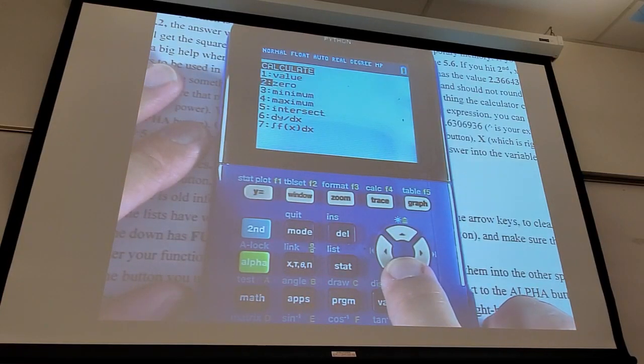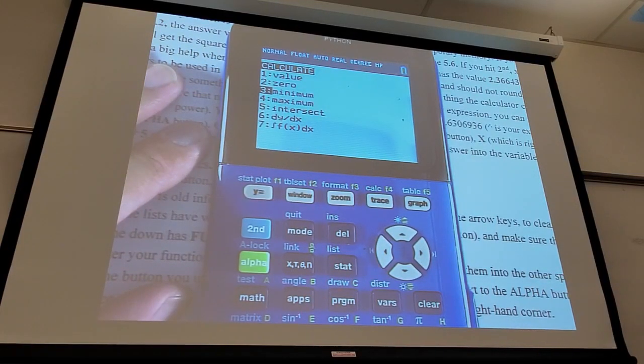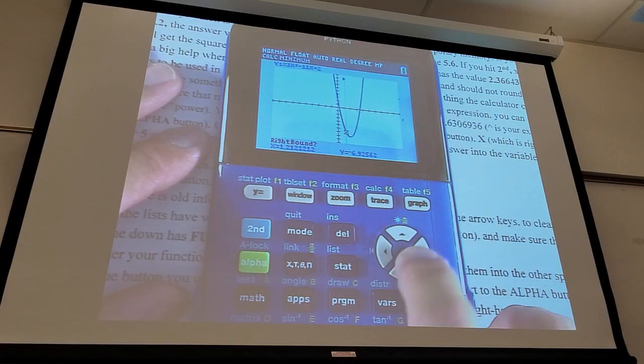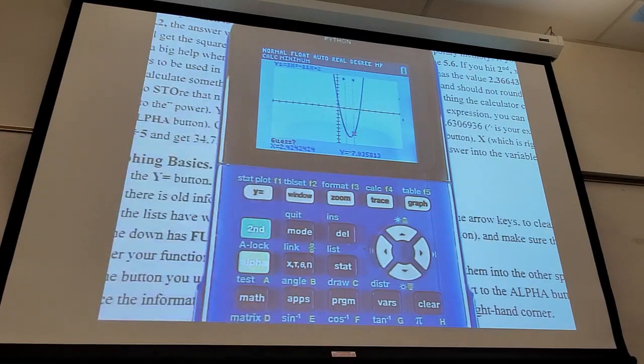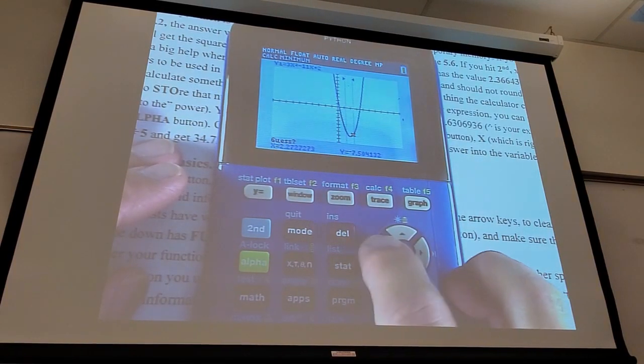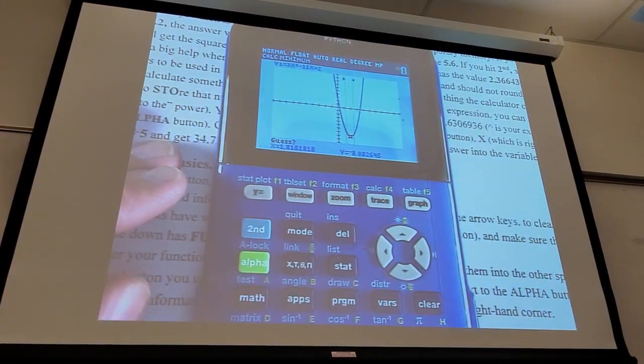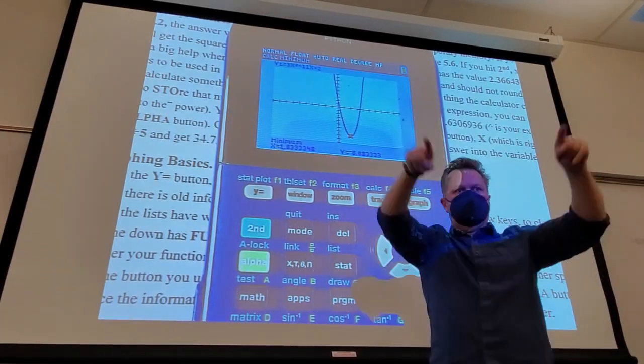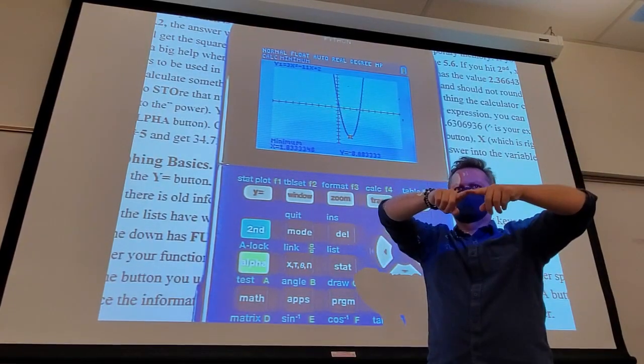Minimum. Number 3. And it's going to ask you some very similar questions. It's going to say left bound. Okay. So go to the answer, and then I hit 1, 2, 3 over. Should be, yeah, it should be 3. Then go back to the answer, 1, 2, 3 over for the right bound. So it's very similar. I'm giving it somewhere to search, and then it wants a good guess. So I put my cursor on the answer, and now it's got the minimum, which is also known as the vertex.